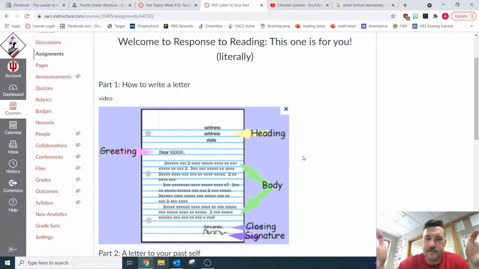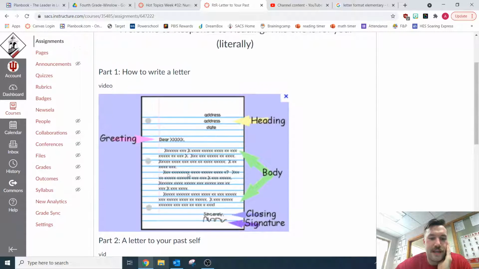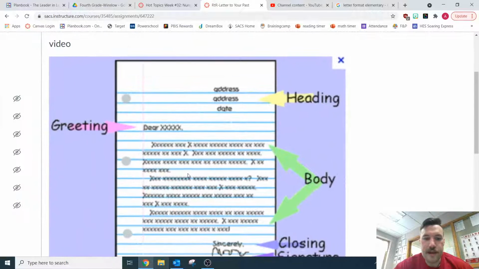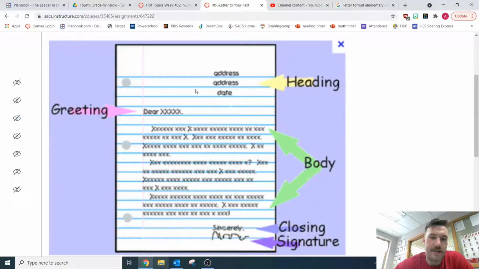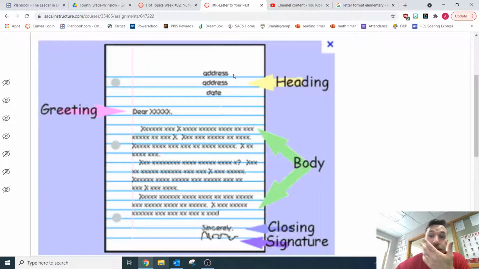So we've written letters a couple of times this year, but I just want to refresh your memory here. We have to follow a specific kind of format. So when we're looking at this page of where our letter is going to be, in the top right corner, you are going to start with your heading, which is the address of the person that you're writing to, so where they live. And in this case, since you're writing to yourself, you're not going to need to include that because, well, you're writing it to yourself, so you know where it's going.